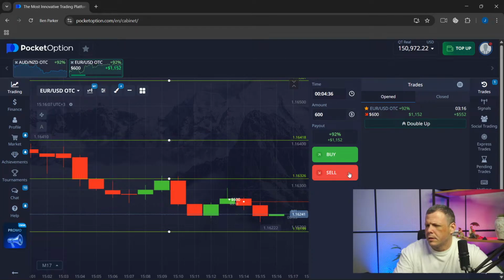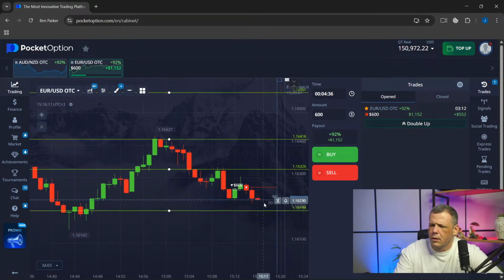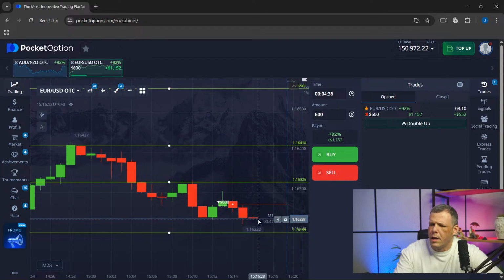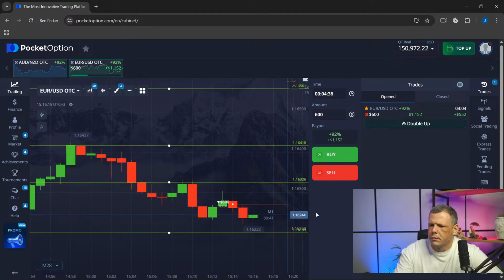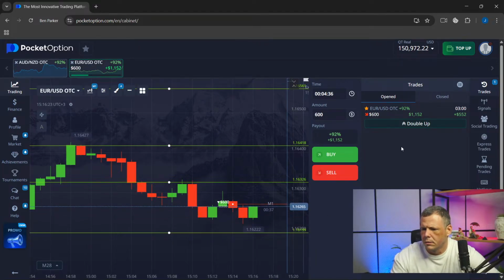If it comes up just a little bit, I will double up on this. I kind of want to do it now, but it's so risky. It's so risky. It's not worth the risk, to be honest.